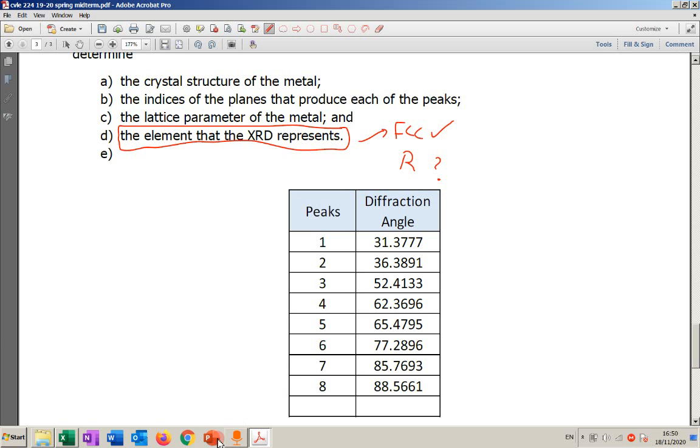Well, in FCC we know that a is equal to what? 2 root 2 R. Then we have a, we can find R, which will simply be a divided by 2 root 2. And we have all the a's, we found them.